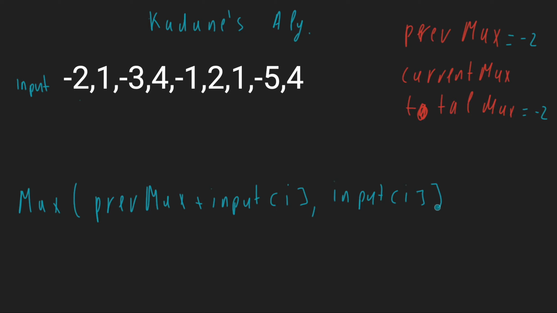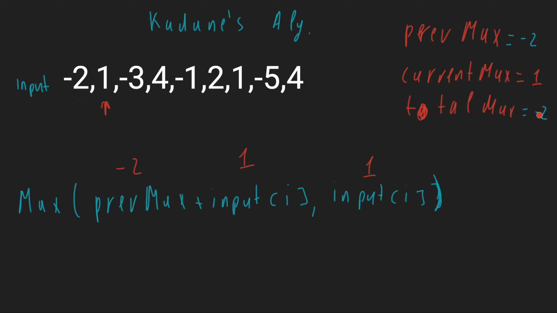So for example, let's check this example. Our previous max is -2, plus 1, and our input is, so we are at the first index, we are here. So first one is equals to 1. So our current max is equals to the maximum of the previous max plus our input, so kind of dynamic programming, so sum of the previous max plus our input up to this point, or our input. And we are updating our current max to 1.